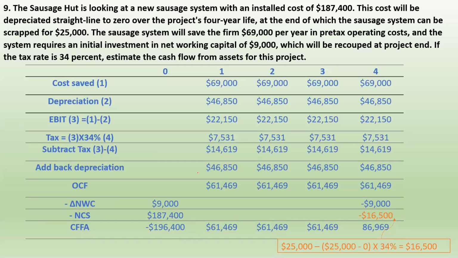So the cash flow from assets for t equal to 0 is negative 196,400. And for t equal to 1 to 3, there's no changes in net working capital and no net capital spending. So the cash flow from assets just equals the operating cash flow.